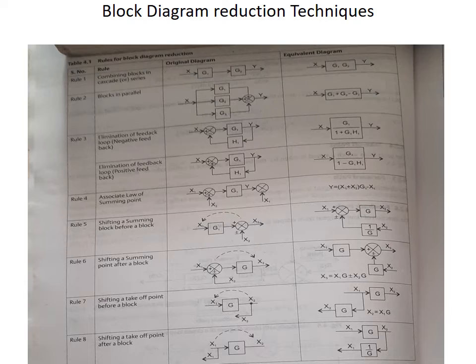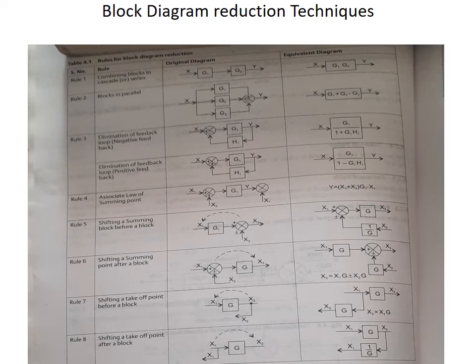So when you are moving before the block, you have to include G, because if it is after the block, the effect of G is there, but while moving the takeoff point before the block, the effect of G is not there, so you have to add a block with G. Similarly, if you have a takeoff point before the block and want to move it after the block, you should not have the effect of G, so you have to eliminate it. So you have to have a block with 1 by G.